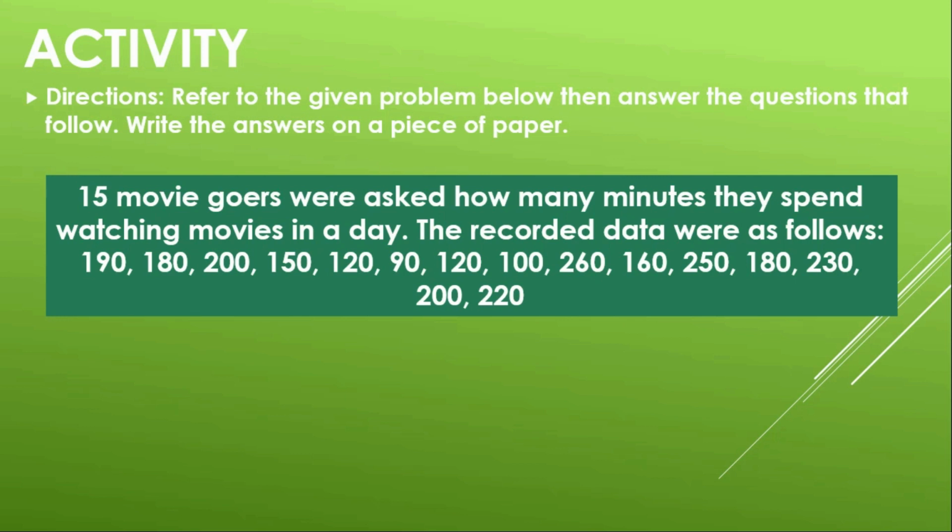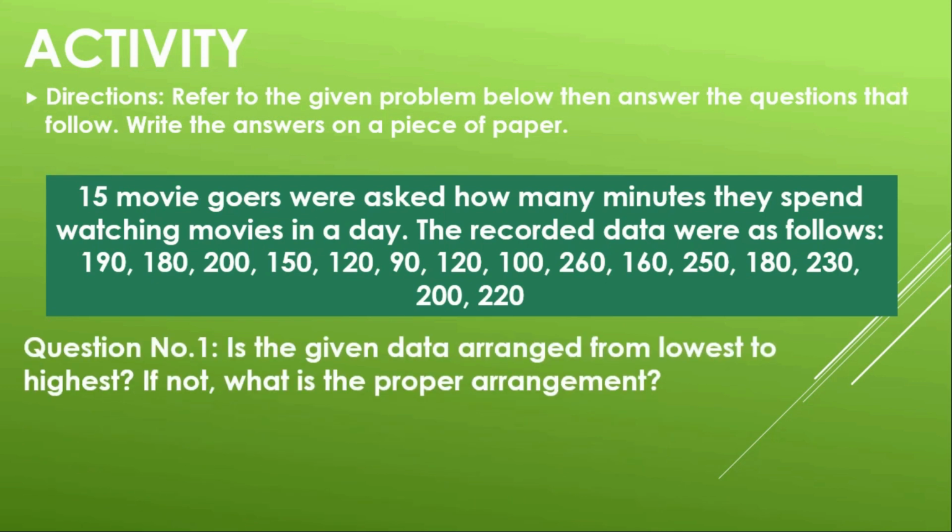So this is the problem. 15 moviegoers were asked how many minutes they spent watching movies in a day. The recorded data were as follows: 190, 180, 200, 150, 120, 90, 120, 100, 260, 160, 250, 180, 230, 200, and 220. Question number 1. Is the given data arranged from lowest to highest? If not, what is the proper arrangement?